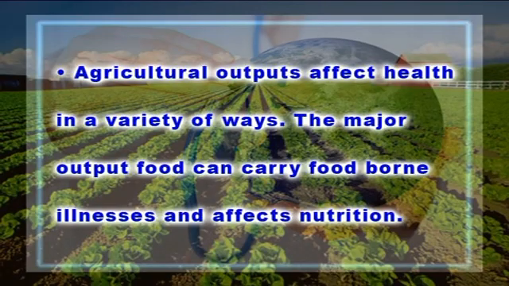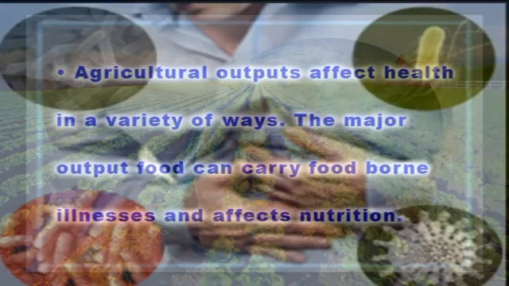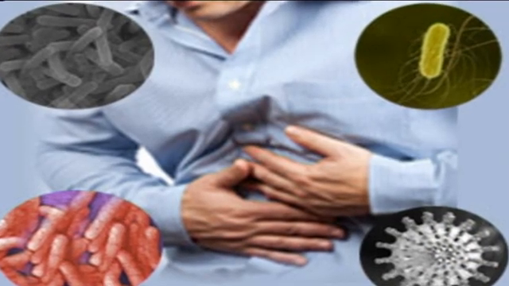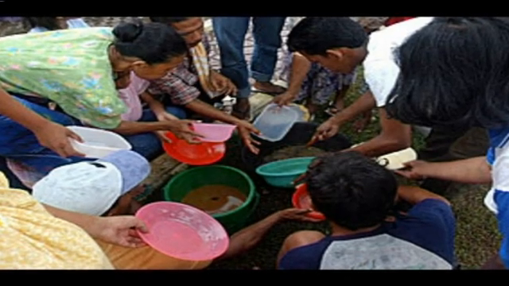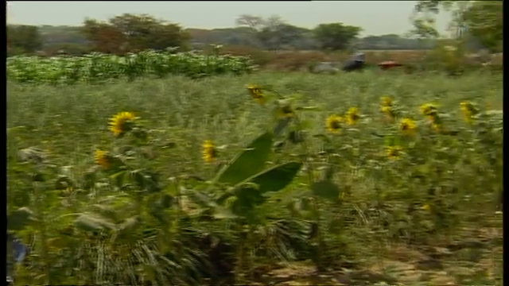Coming to agricultural output that causes health hazards. Agricultural outputs affect health in a variety of ways. The major output, food, can carry foodborne illness and affects nutrition. Foodborne illnesses are caused by unsafe food that may originally have been contaminated during agricultural production.